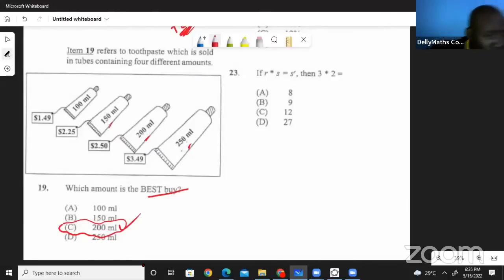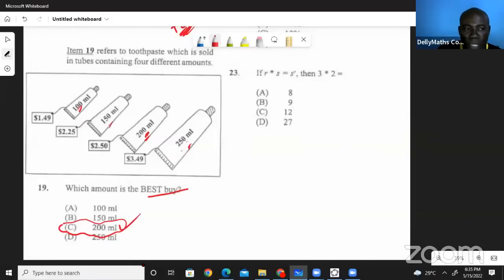So if you want to know the cheapest, you want to get the best value for your dollar. If I find what $1 gets for everything here, which one will give me the most milliliters? But I'm saying you can eliminate by comparing. For example, the 200 compared to the 100. Look at the money and look at the amount.